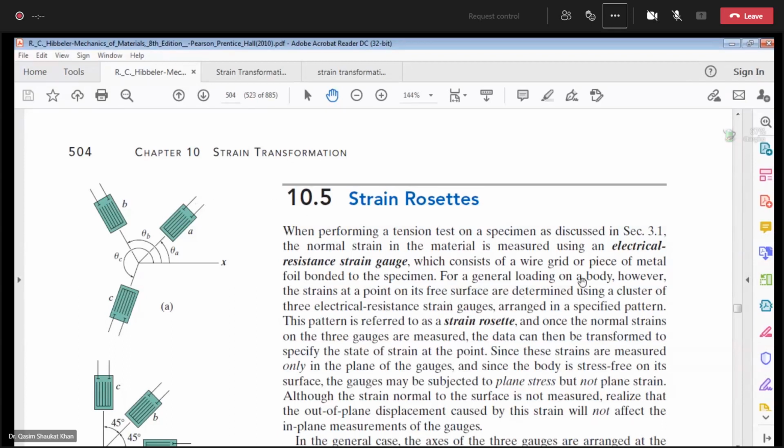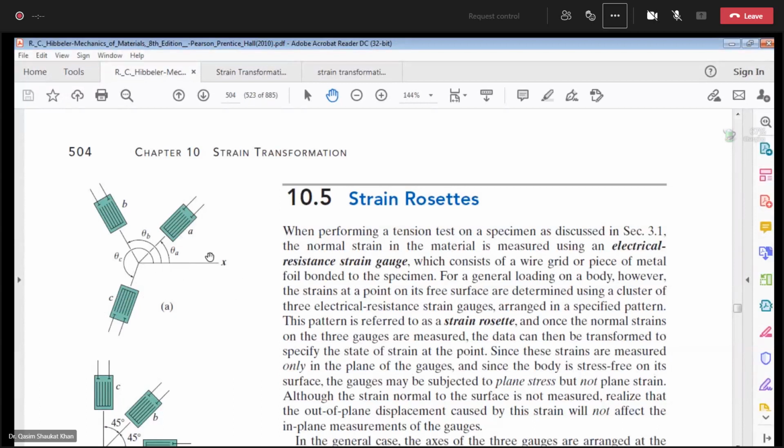For a general loading on a body, the strains at a point on its free surface are determined using a cluster of 3 electrical resistance strain gauges. Now, what is a strain rosette? A strain rosette is a cluster of strain gauges in which there should be at least 3. The number can be 4 as well, but the minimum is 3. If you see this, this is one cluster of strain gauges.